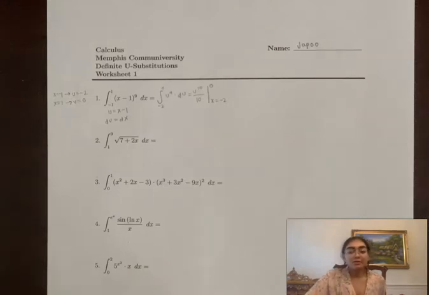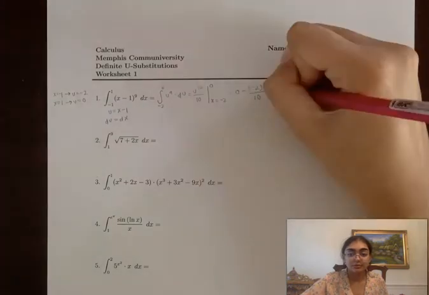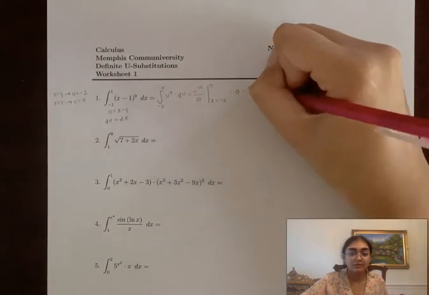Anyway, now we're going to plug in our u values, and we'll get 0 minus -2 to the 10th power over 10.